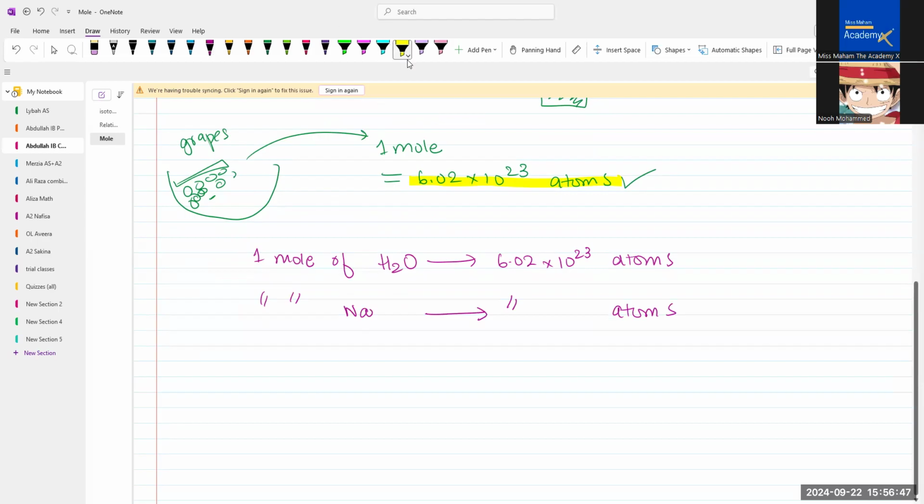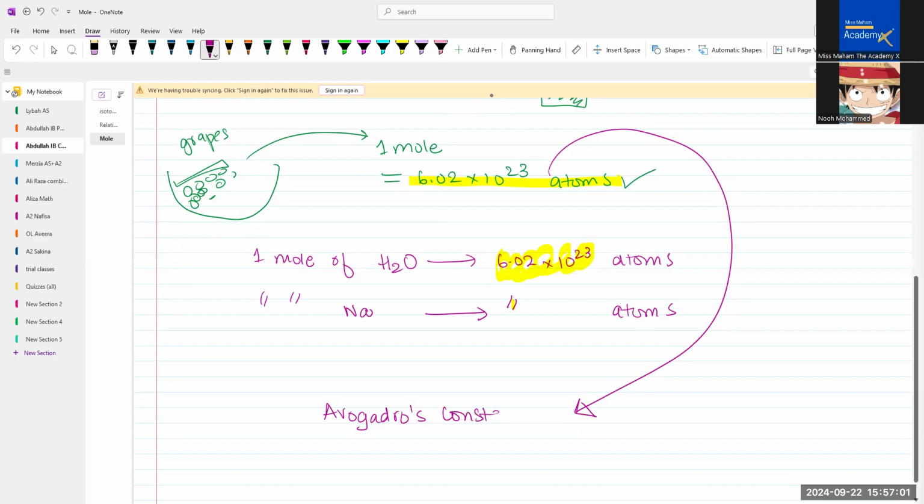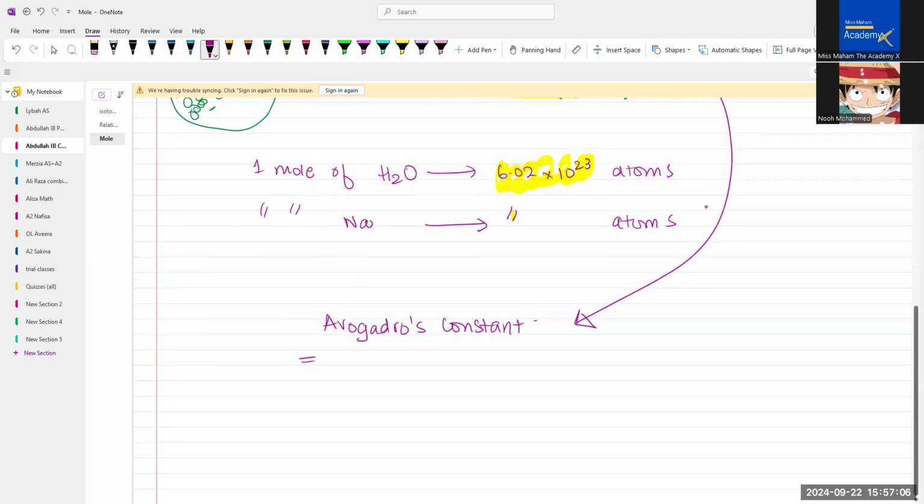Okay? Now, what is this number? 6.02 into 10 to the power 23. What even is this number? This number is called Avogadro's constant. Avogadro's constant remains constant. It is a number, and this number is 6.02 into 10 to the power 23. You need to remember this number. Avogadro's constant is denoted by the letter L.